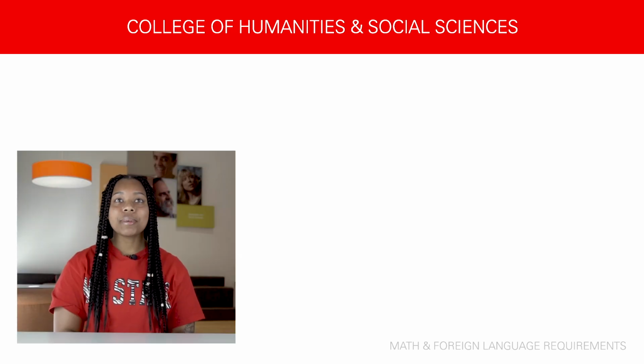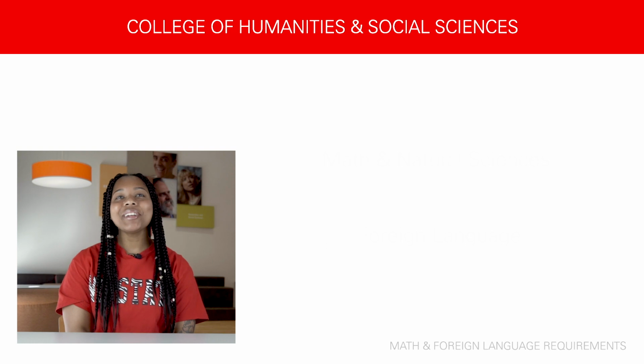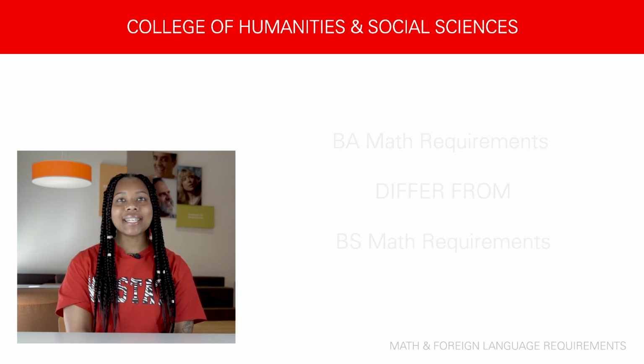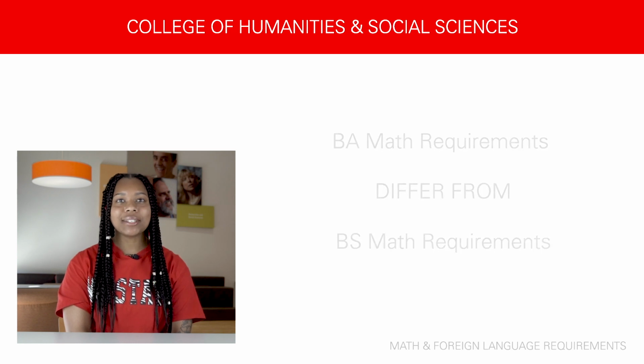Let's discuss two specific requirements for humanities and social sciences students: 1, math and natural sciences, and 2, foreign language. The following information about math and natural sciences applies to those in a Bachelor of Arts or BA curriculum. Bachelor of Science or BS students have different requirements and should consult their degree audit for precise details.